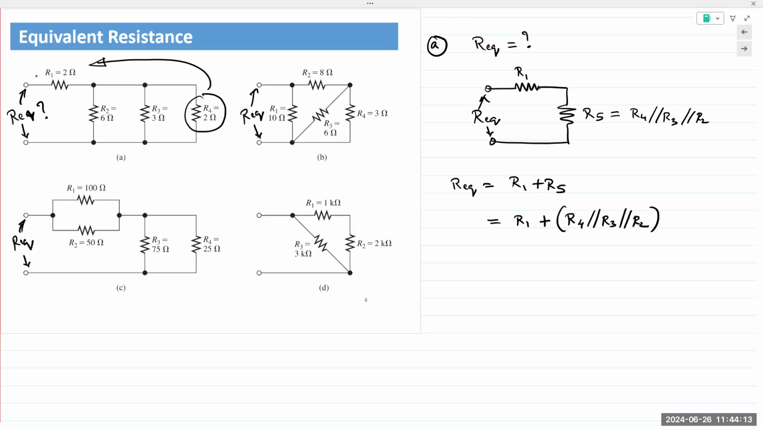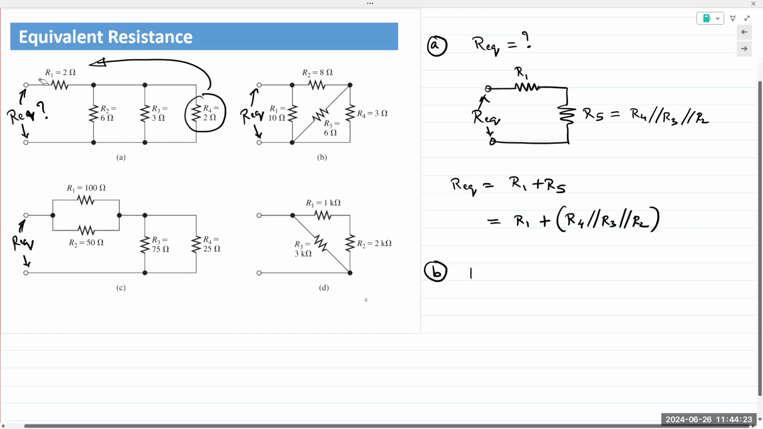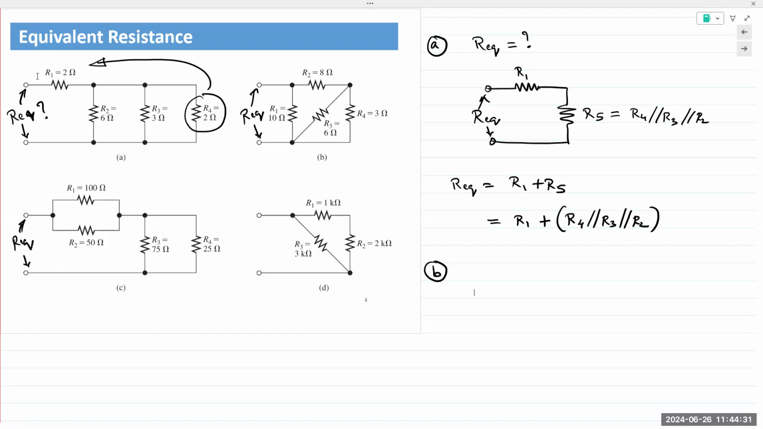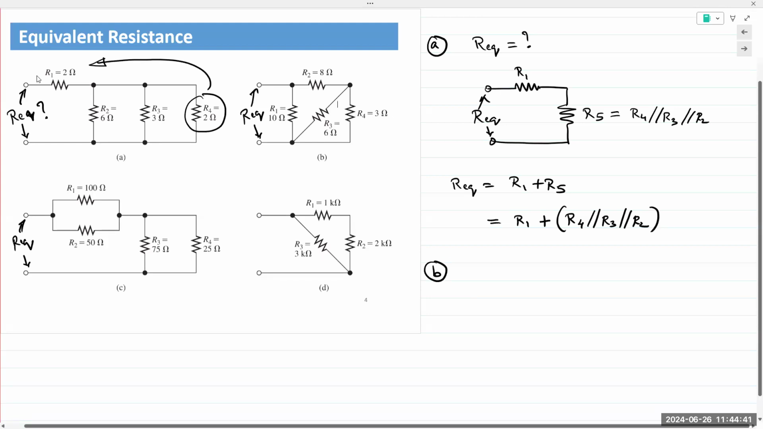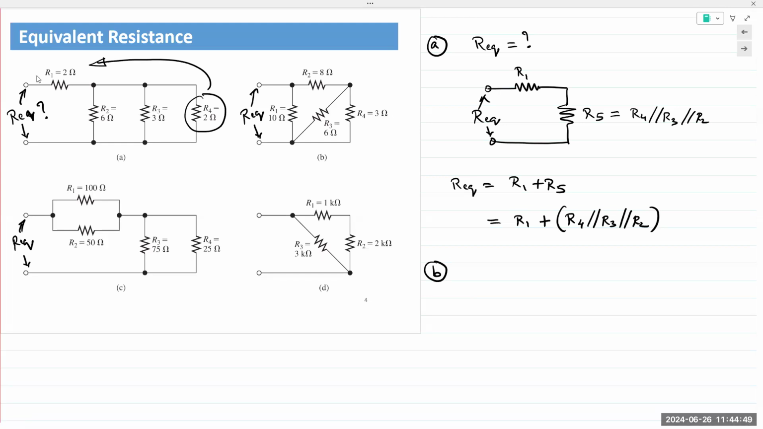Okay. How about example B? Example B, if I start at the farthest end, what do you see? Farthest end has R4. Okay. What can we say about R4 and R2? They are connected at the top node, right? They're connected at the top node. But are R2 and R4 in series? No, because you have more than two connections at that node.